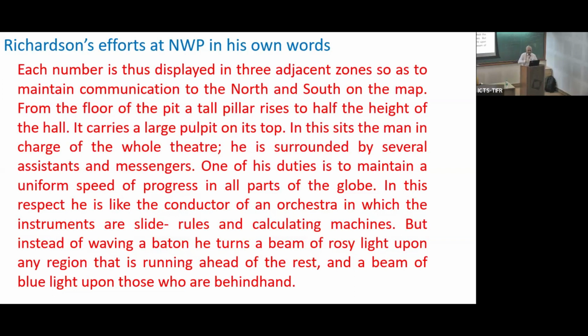So the person in charge has to ensure that this forecast, this updating of the state of the atmosphere, happens everywhere uniformly at the same time. So he has to maintain uniform speed and progress. He's like a conductor of an orchestra in which the instruments are slide rules and calculating machines. But instead of waving a baton, which a conductor does, he turns a beam of rosy light upon any region that is running ahead. So if somebody is doing it very quickly, he'll show a rosy light, telling them to slow down, and if somebody is lagging behind, he will show a blue light.